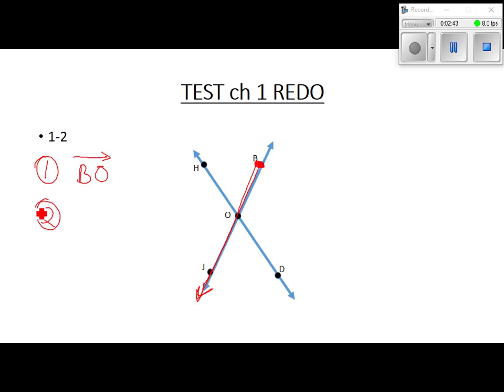Number 2 says, what is another name for segment BJ? So now we're doing a segment from here to there, from B to J. We want another way to name that. It's still got to have the same endpoints, but the other way we could name it, segment symbol still, and sorry, I started to write it wrong. It said segment BJ, so we want to turn it around and put segment JB.